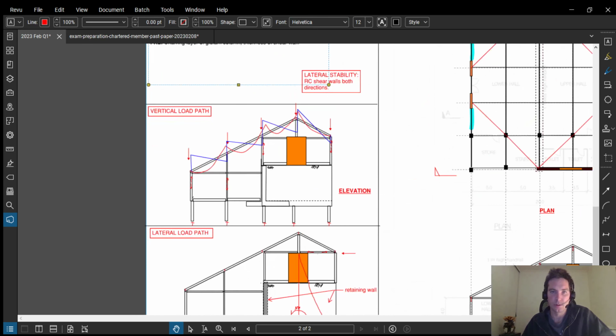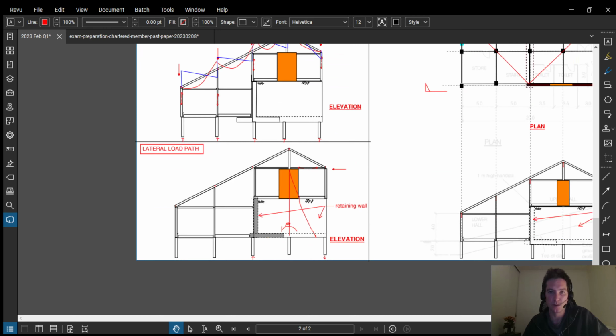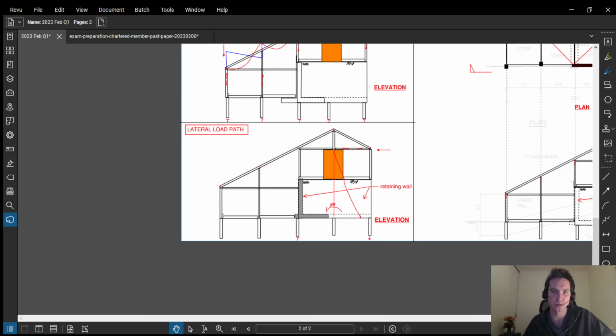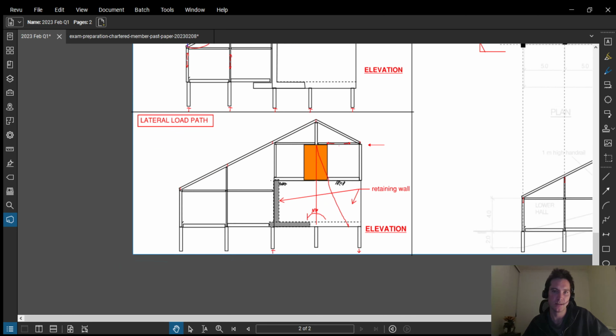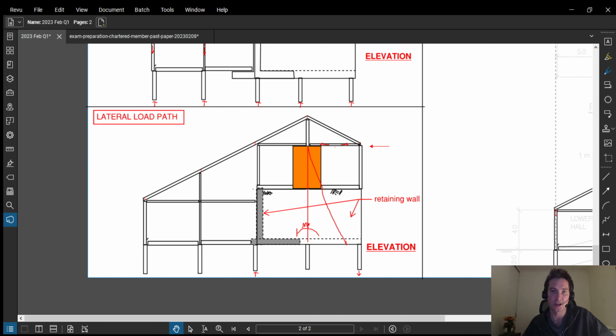So again, vertical load path, much similar to the previous scheme, but this time it is going into the screw piles, into a deeper layer. The lateral load path, again, just showing with some really simple, clear, neat sketches how the lateral load resisting system works, so whoever's assessing your paper can clearly see and understand and appreciate the scheme that you've put together. So here I show the lateral load coming into my roof, and it struts and hits the top of my shear wall.